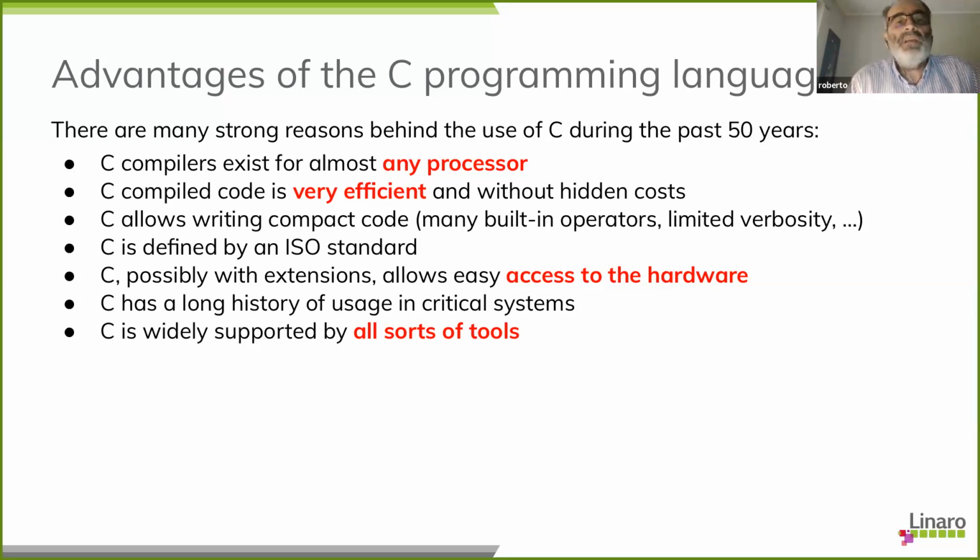C allows writing compact code. There are a lot of built-in operators, and you can code quite complex things by writing a limited number of lines. It's defined by an ISO standard, and it allows easy access to the hardware, which is essential, for example, to write operating systems or embedded systems. And it has a long history of usage, including in critical systems. Also, C is widely supported by all sorts of tools, not just compilers. There are lots of tools that can operate on C source code or on machine code generated from C.